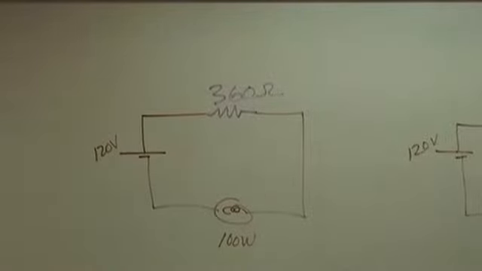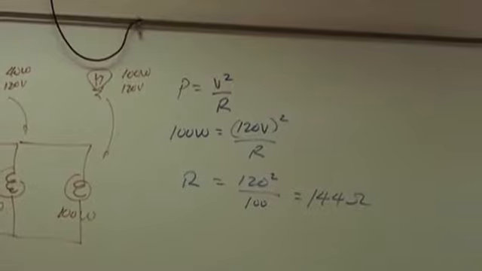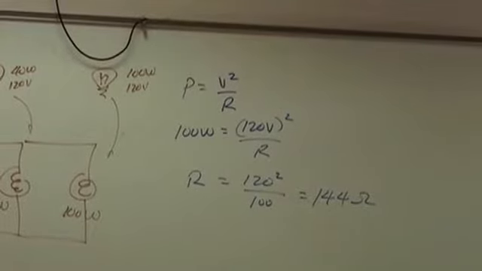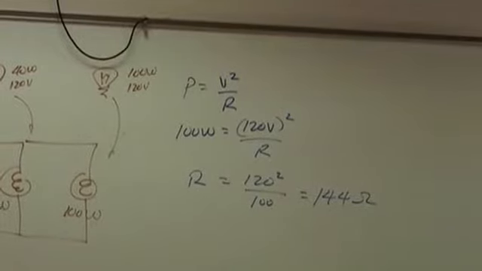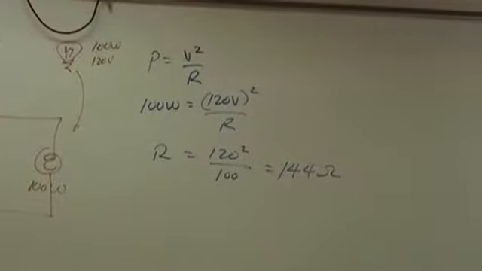120 squared. Because power equals V squared over R, 100 watts equals 120 volts squared over R. So R equals 120 squared over 100, which was 144 ohms. So this has less resistance. It becomes a 144 ohm bulb.